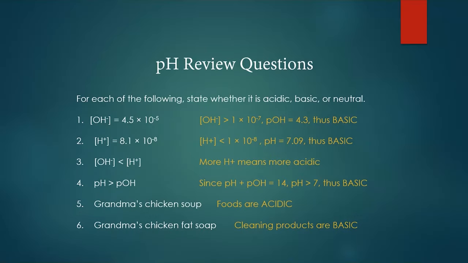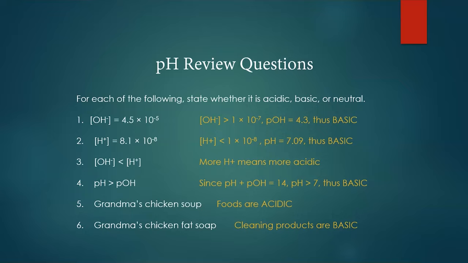All right, let's see how you've done on these. For the first one, the hydroxide concentration is greater than 1 times 10 to the minus 7th, so that means it's a basic solution. And if we calculate the pOH, a pOH of less than 7 also means basic. For the second one, the H+ concentration is less than 1 times 10 to the minus 7th, so less H+ means less acidic, therefore basic. And the pH is a little bit greater than 7, also telling us it's a basic solution.